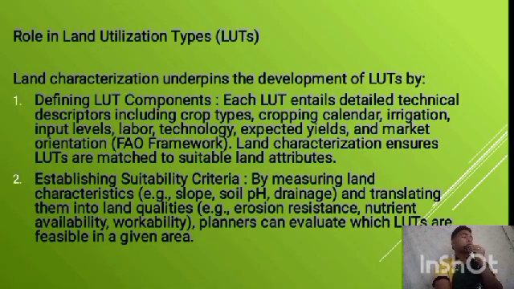Land characterization underpins the development of land utilization types by defining the land utilization components. Each land utilization type entails detailed technical descriptors including crop type, cropping calendar, irrigation, input levels, labor, technology, expected yield, and market orientation. Land characterization ensures land utilization types are matched to suitable land attributes. Number 2, establishing suitability criteria by measuring land characteristics like slope, soil pH, and drainage, and translating them into land qualities, nutrient availability, and workability. Planners can evaluate which land utilization types are feasible in a given area.